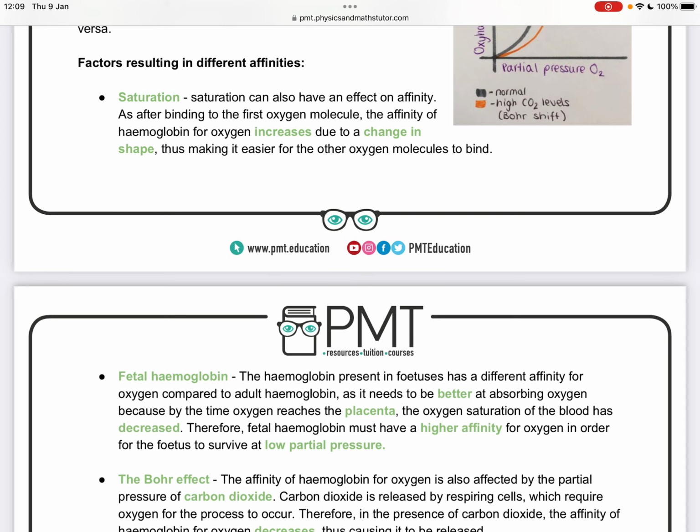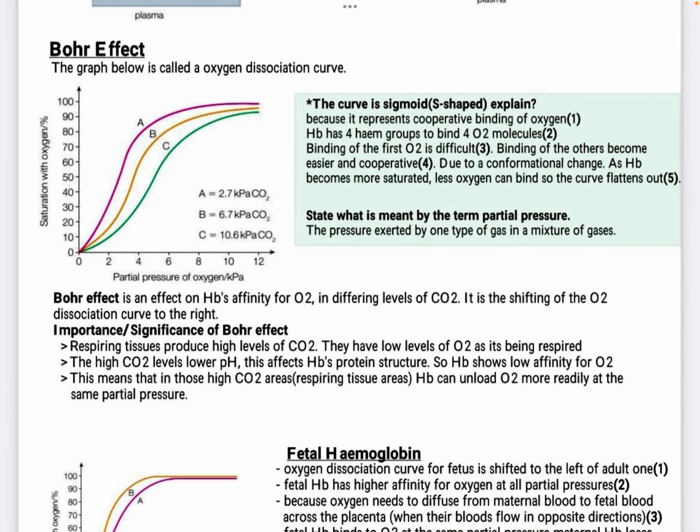Now, we have factors resulting in different affinities. First of all, the saturation. Second of all, the fetal hemoglobin. But we're not going to cover it from here. We're going to cover it from here.